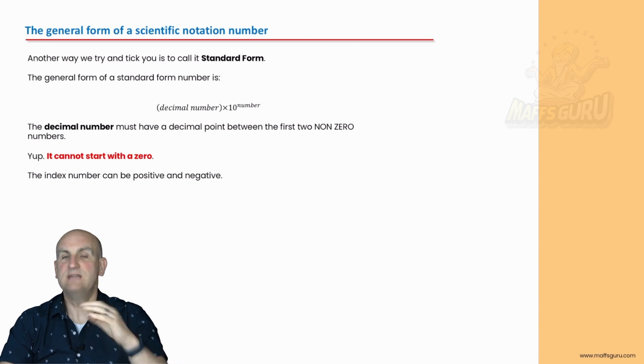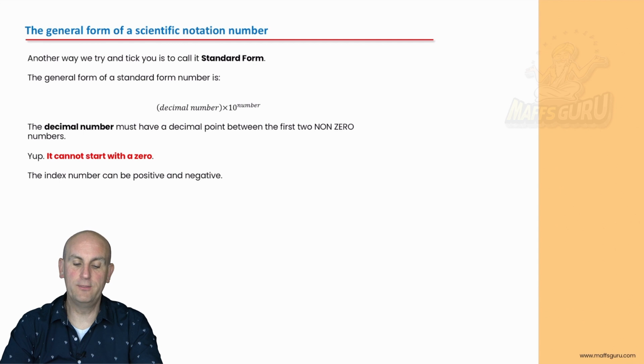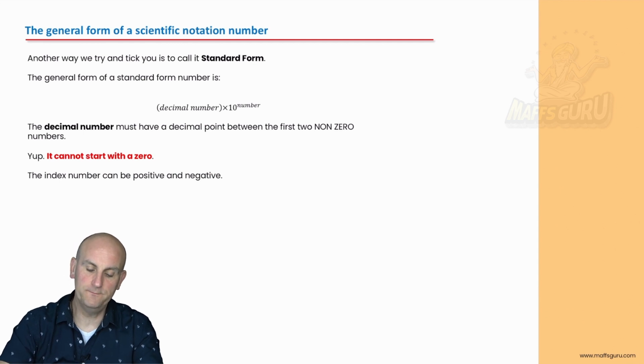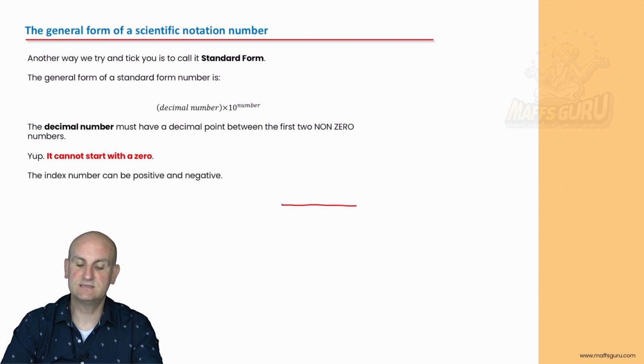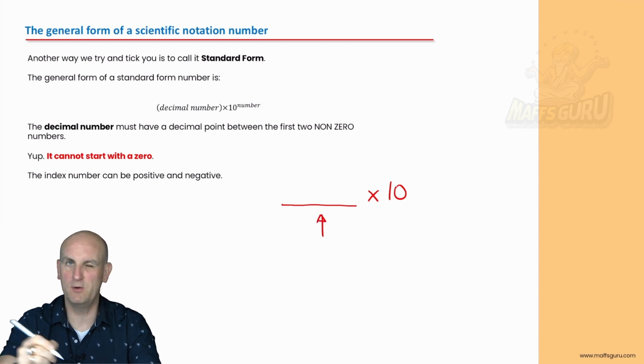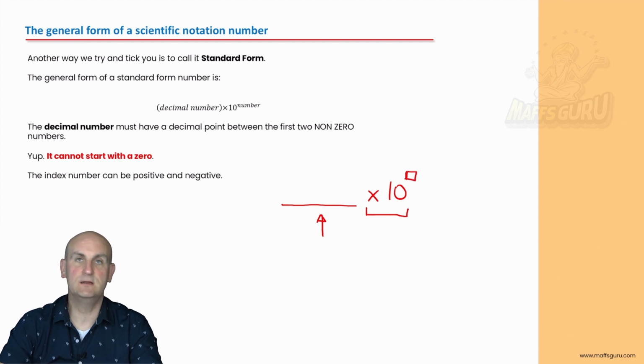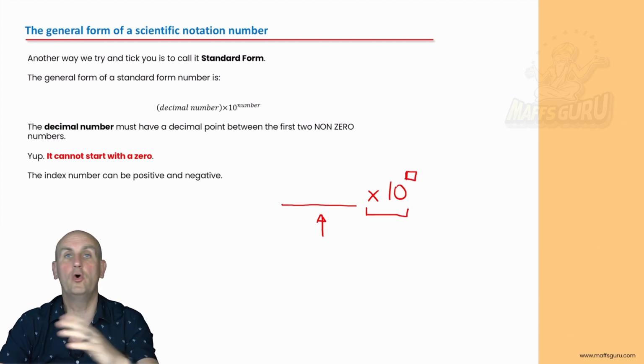Now, standard form gets tricky because people get tricked with this. And you're going to say, how can I get tricked with this? Well, because there is a rule. The rule is that standard form, or scientific notation, has some sort of number before a times and a 10. All scientific notation has that notation. There is a number here, and I'll explain more about that in a moment. There's always this times by 10, and there is always a floaty number that can be both positive or negative.